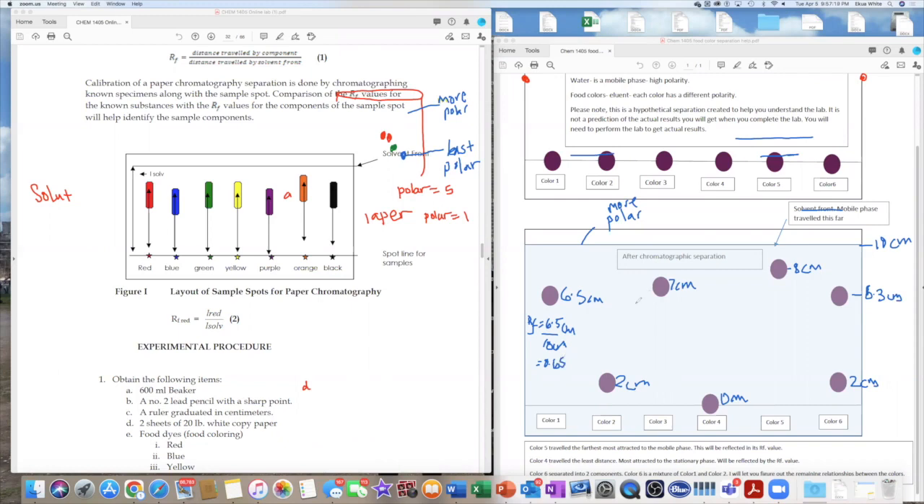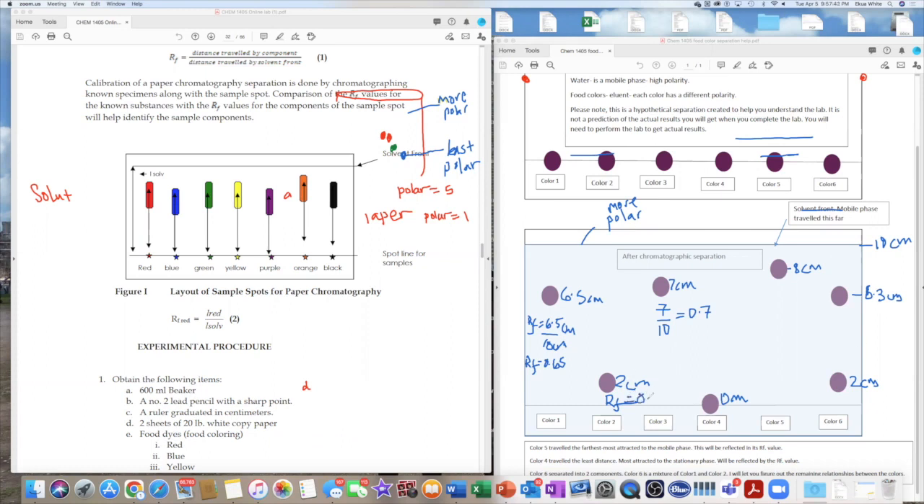0.65, okay? So I have to go through and divide all of these by 10. So imagine I'm doing that, right? This is 7 divided by 10. The RF here is 0.7. And then here the RF 2 divided by 10. Divide each of these by 10, right?